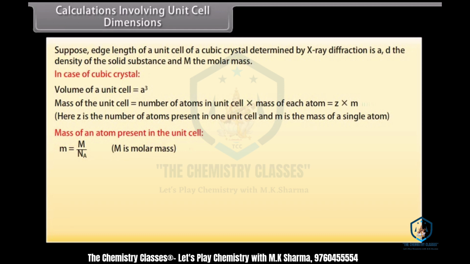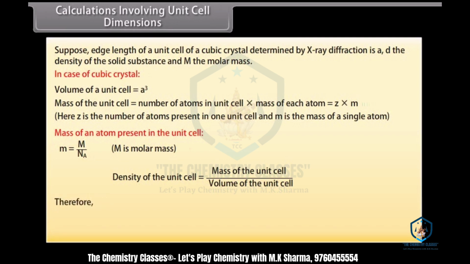M is the molar mass. Density of the unit cell is equal to the mass of the unit cell upon the volume of the unit cell. Therefore, it is equal to Z times M upon a cubed Na, or d is equal to Z M upon a cubed Na.